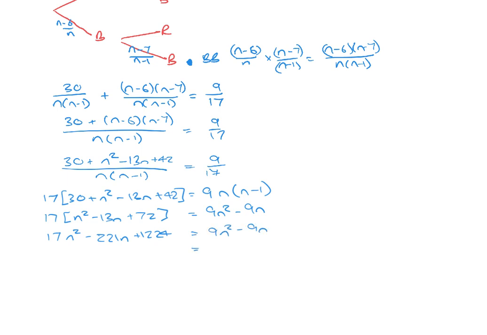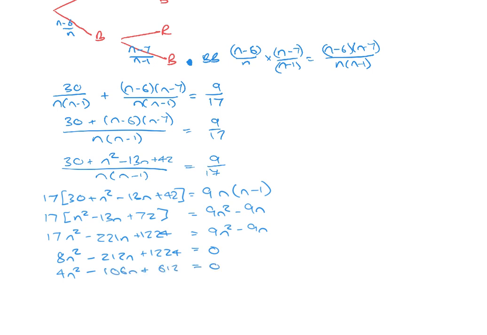Now, let's move everything to the left-hand side, keeping my squared term positive. So I'm subtracting 9n squared from both sides. That gives me 8n squared. Add 9n to both sides, gives me minus 212n. And I like to have my 1,224 equals to 0. I don't know what the largest common factor is for 8, 212, and 1224, but I know they're all even, so let's just divide by 2. That gives me 4n squared minus 106n plus 612.